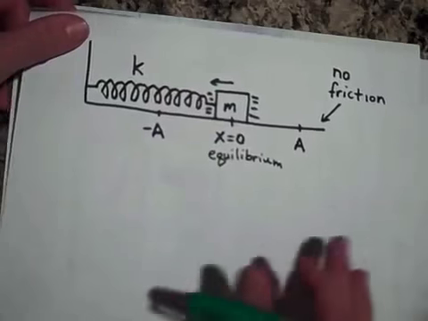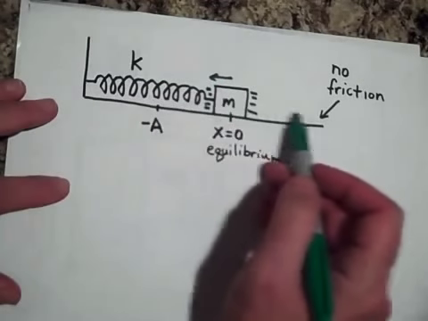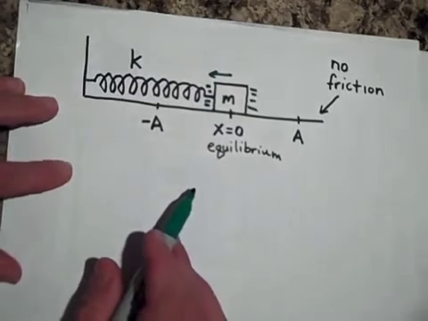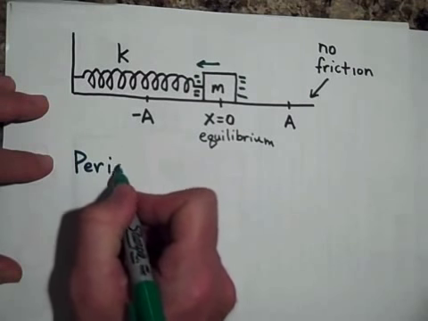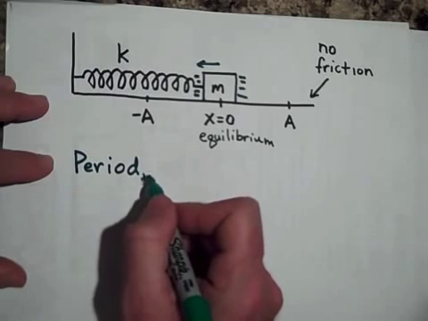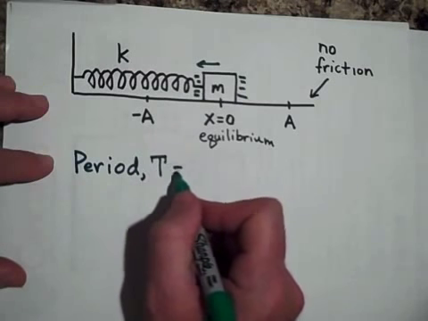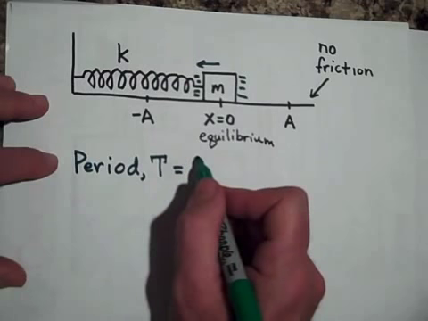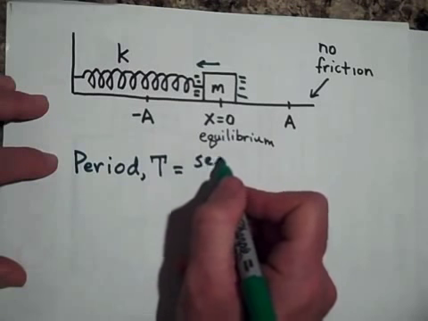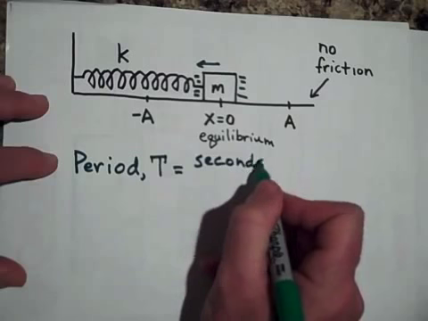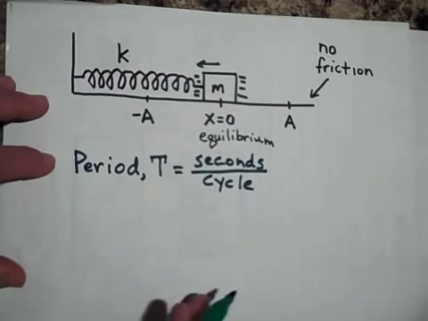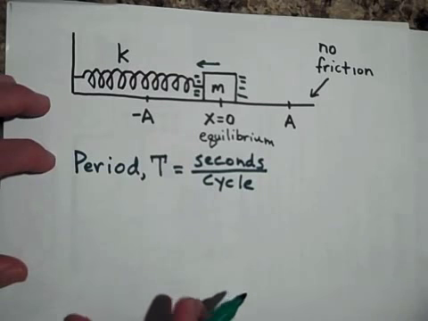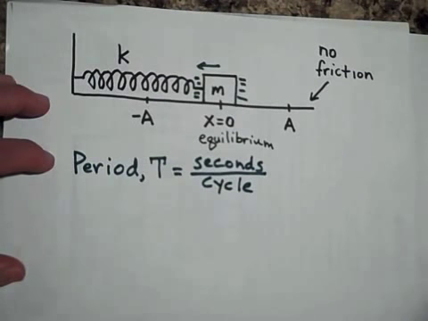Okay, so let's talk about the time for this to go back and forth one round trip. That is going to be called the period of this thing. We're going to define the period, and we'll shorten it with a capital T. Period is the number of seconds per cycle, or the time for one round trip. It will be in seconds usually, and it will be seconds per cycle.